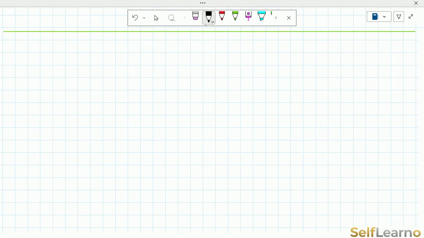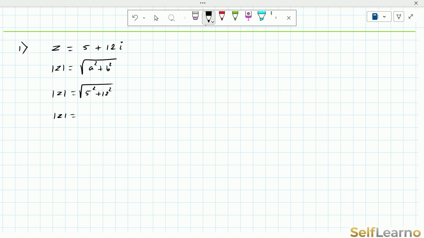So in all the cases, I want to obtain the modulus of the given complex number. The first, z is equal to 5 plus 12i. So the modulus of z is nothing but under root a square plus b square, that is under root 5 square plus 12 square. You can use a calculator, I will not, it is 13.